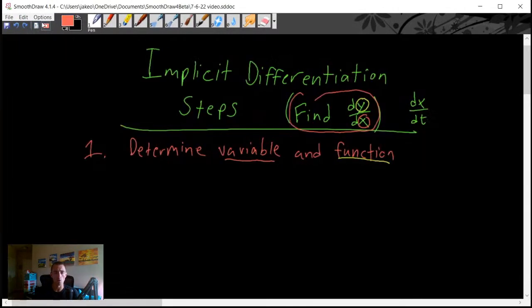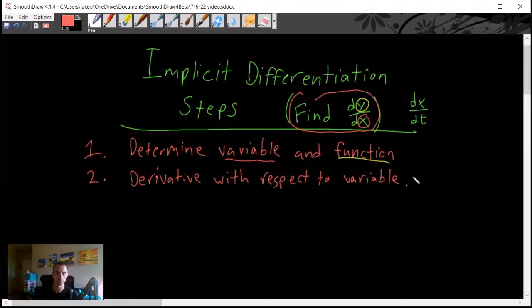Okay, so once you have figured out what your function and what your variable is, what letter represents each of those things, at that point you need to take the derivative. So essentially take the derivative of both sides of your equation with respect to whatever your variable is. So we're taking it with respect to whatever you determined was your variable up here in step 1. So if we're finding dy dx, we're taking the derivative with respect to x of both sides of our equation.